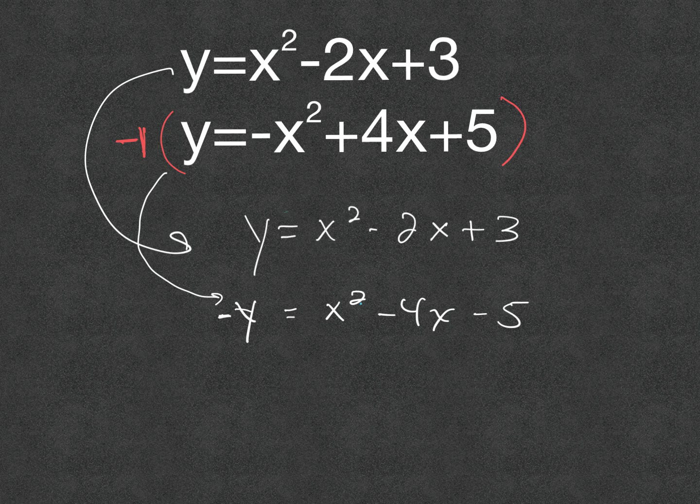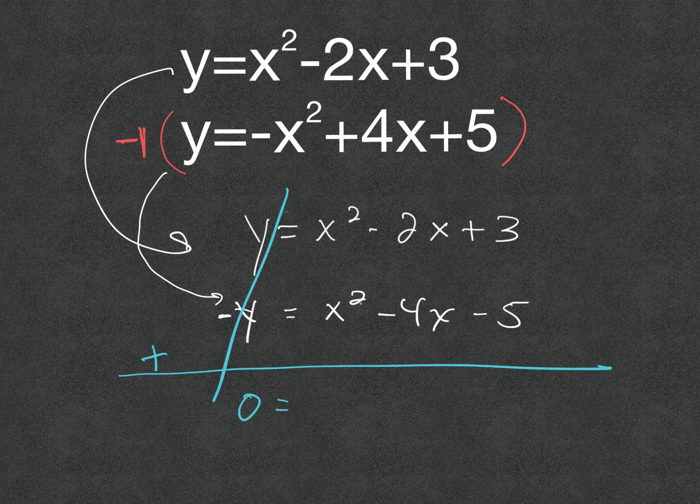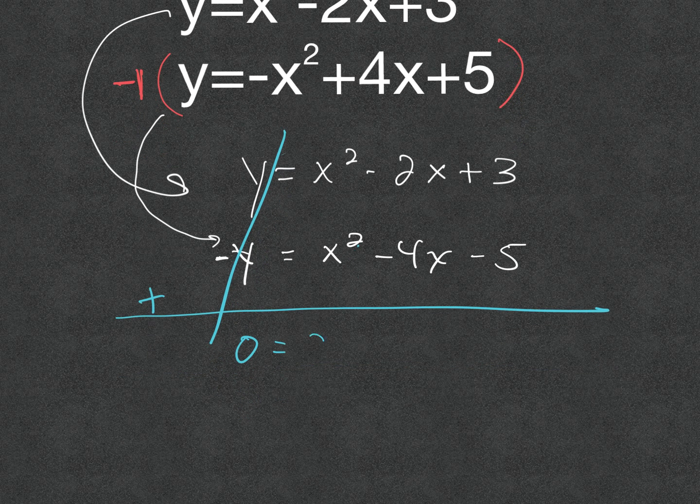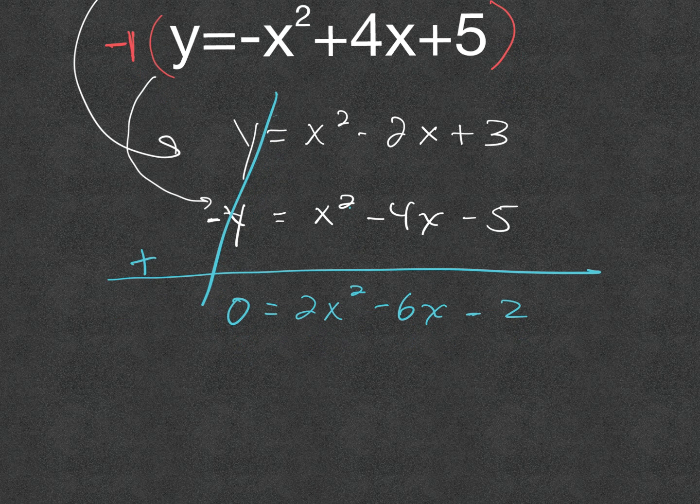Now, can we add these together? Yes, we can. And does something cancel? Yes, it does. The y's cancel. Perfect. 0 is equal to, okay, I'm going to get 2x squared minus 6x minus 2. Now I can divide by 2 if I want, or factor out a 2. I'm going to divide by 2. I'm going to get 0 is equal to x squared minus 3x minus 1.